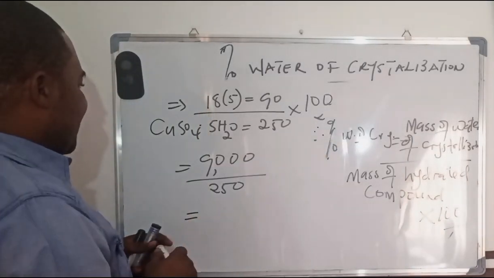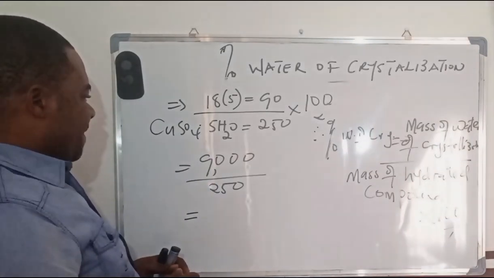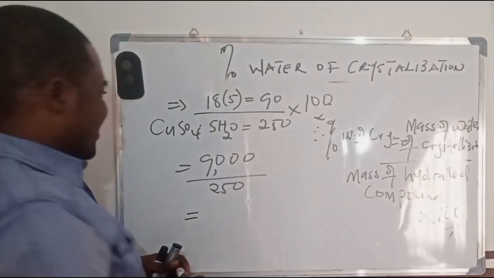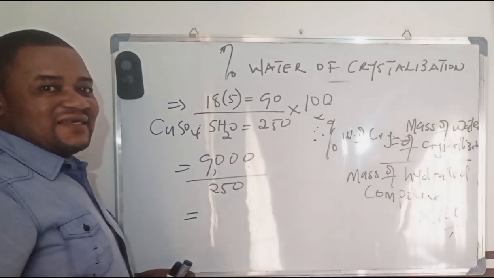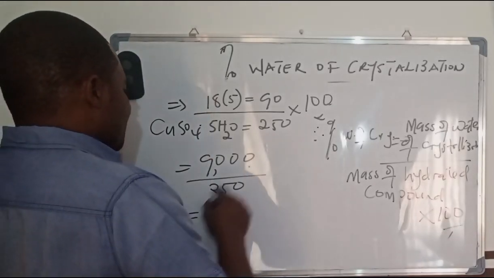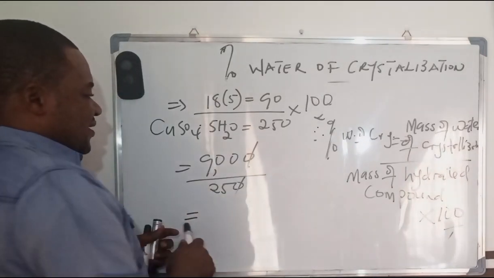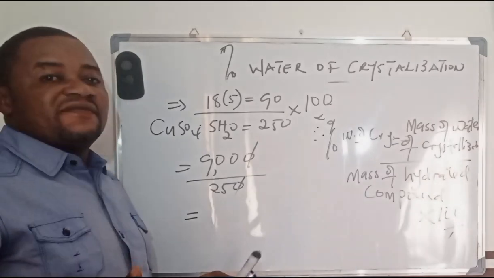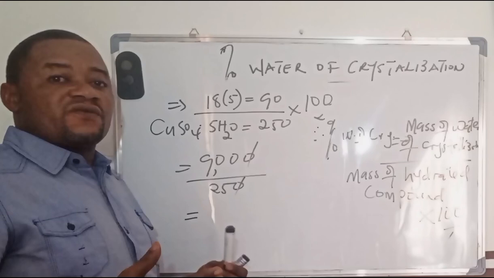So if we divide 9,000 by 250, what are we going to have in there? So you can see the amount of that. Once you multiply this, of course you know that this will cancel this. Is it not so? So your 900 goes into 25. So what you have over there gives you approximately your water of crystallization.